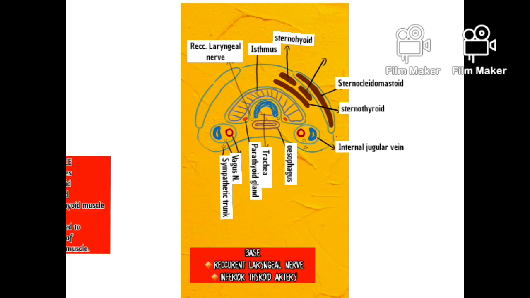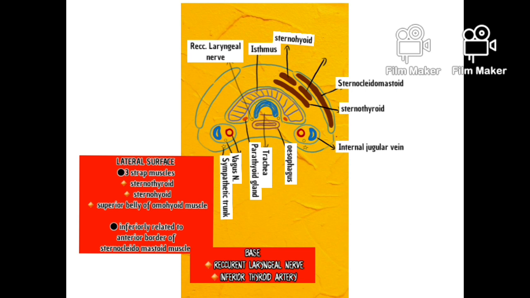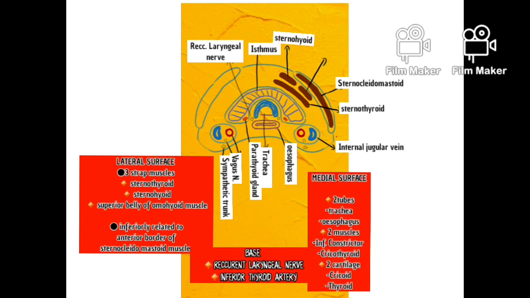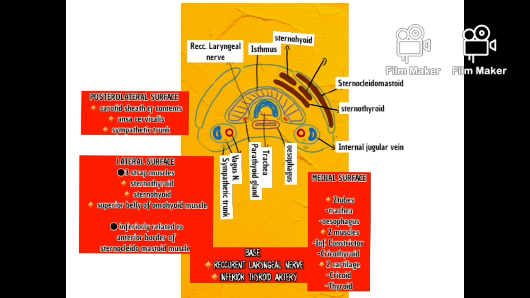The lateral surface of the gland is related to 3 strap muscles: the sternothyroid, the sternohyoid, and the superior belly of the omohyoid muscle. The surface is inferiorly related to the anterior border of the sternocleidomastoid muscle. The medial surface relations include 2 tubes, 2 muscles, and 2 cartilages. The posterolateral surface relations are the carotid sheath and its contents, the ansa cervicalis, and the sympathetic trunk.